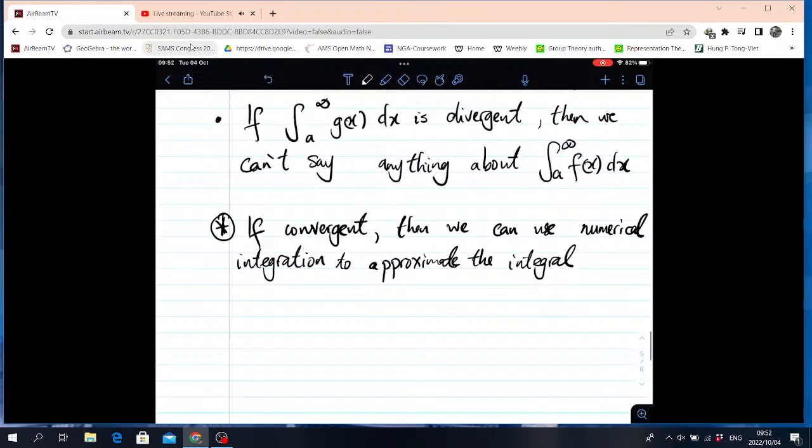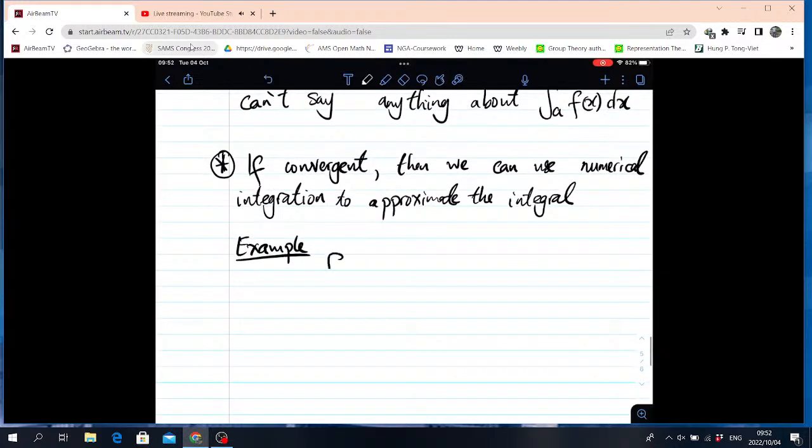Okay, so let's look at an example. The example that we have is the integral from 1 to infinity of (x cubed plus x squared) over (x to the 4 plus 1) dx.